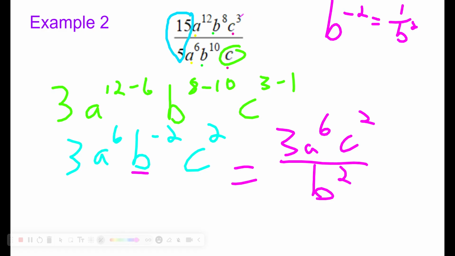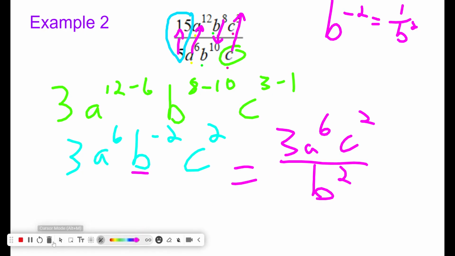We can also look back at that first example and just going from top down, 3 minus 1, so positive 2 goes up top. 8 minus 10, that's negative 2, so we know it's going to move down. This c is going to move up. This a is going to move up. 12 minus 6 is positive 6. And then 15 divided by 5 going in evenly means that this is going to move up to the numerator. All right, hopefully that makes sense, and we'll see you in class.